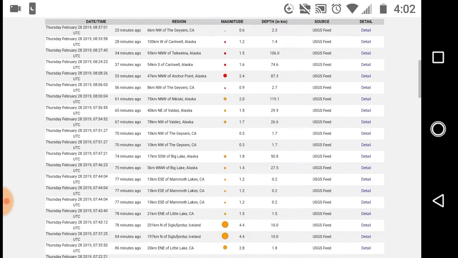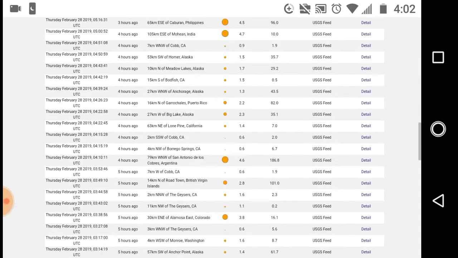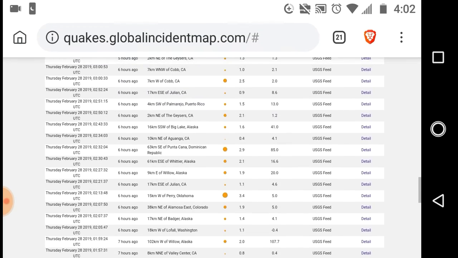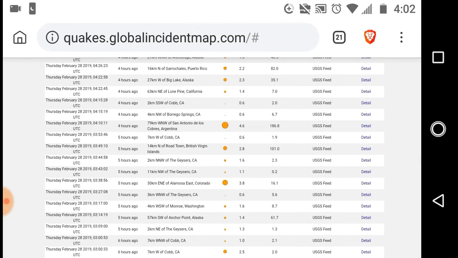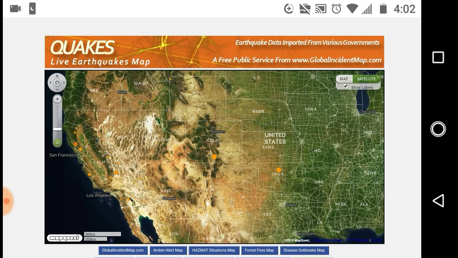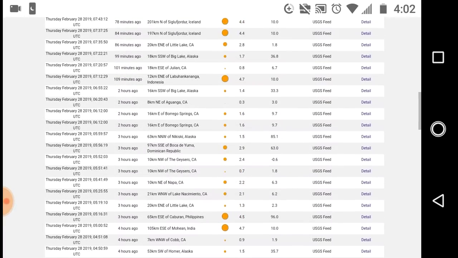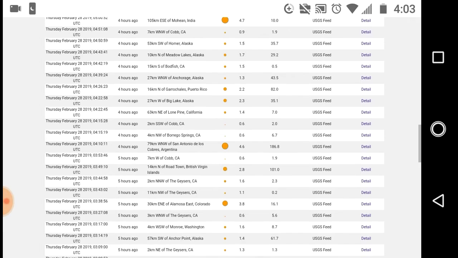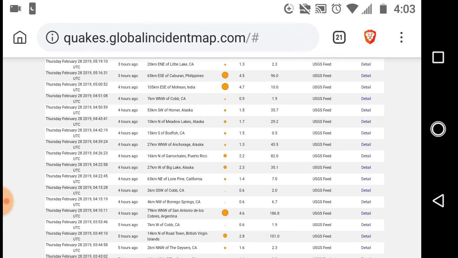Right in the warning zone. .4 in Perry, Oklahoma. And what do we have there? Colorado with a 3.8. Not one you see every day. There's that. .6 in Argentina, right in the South American warning zone.